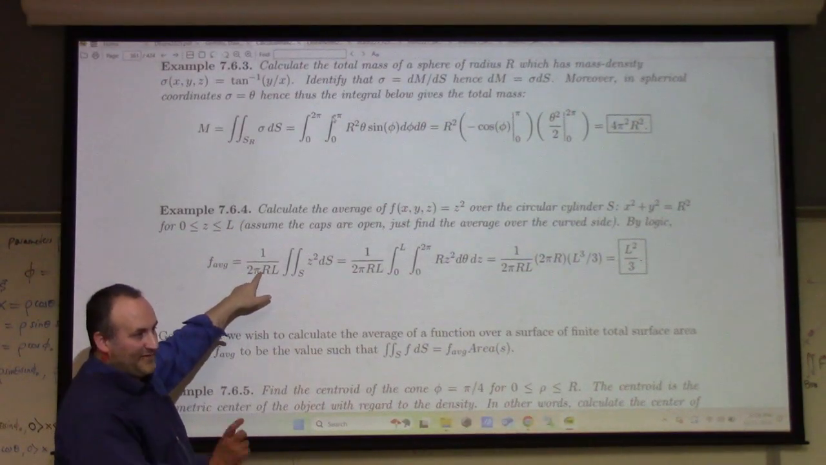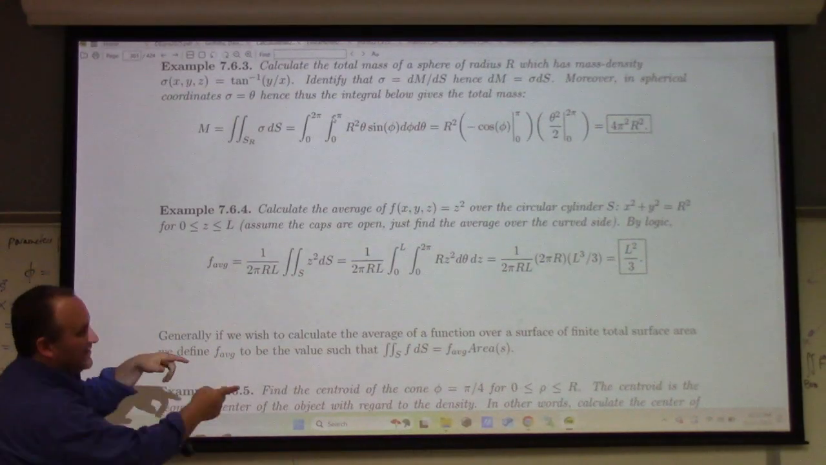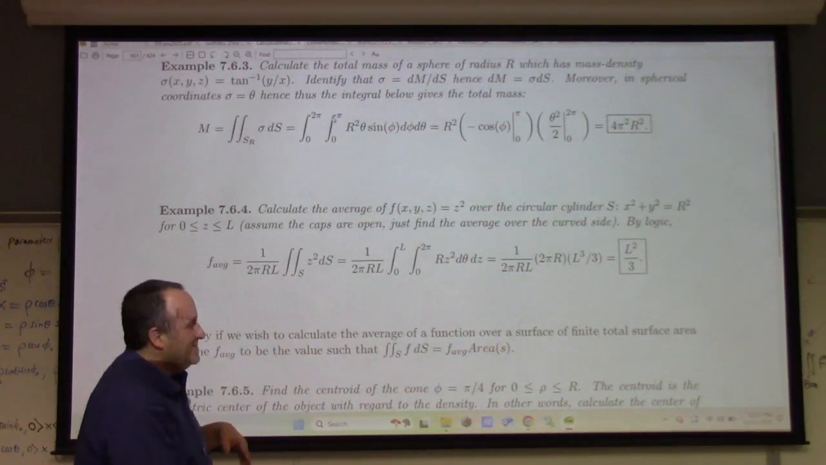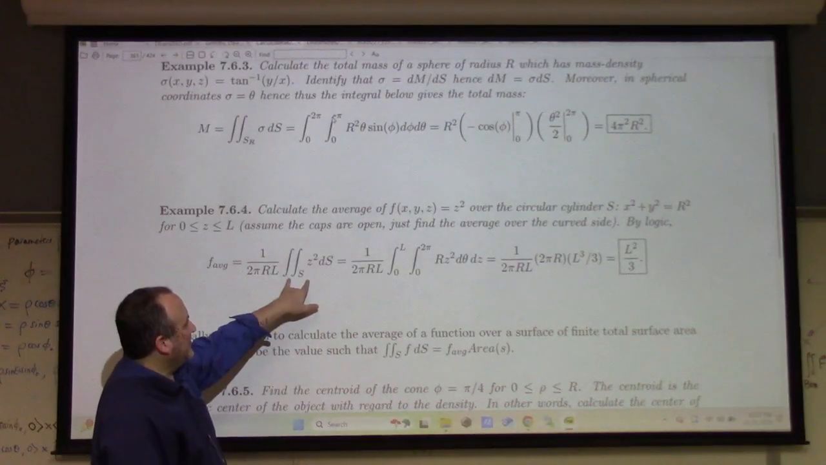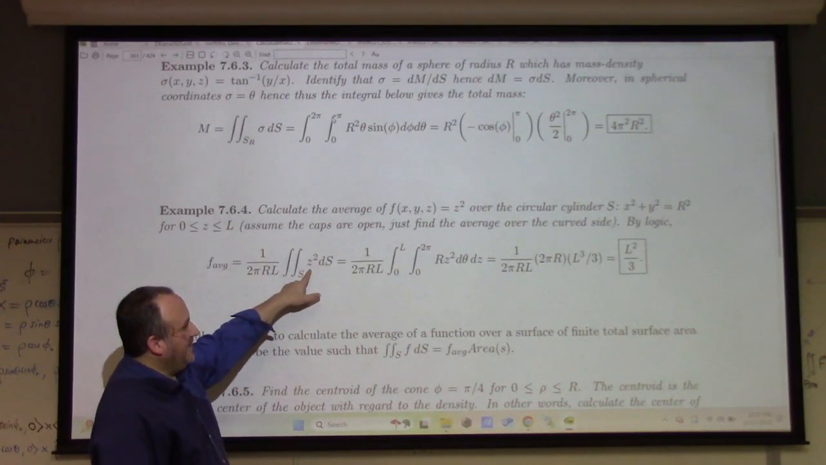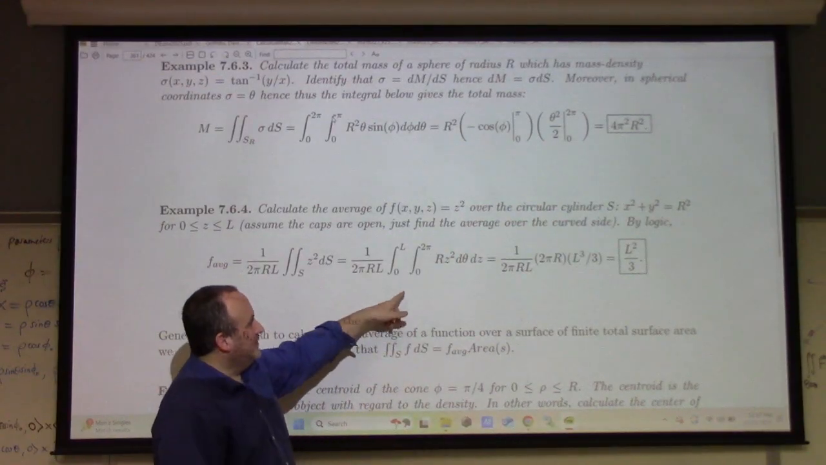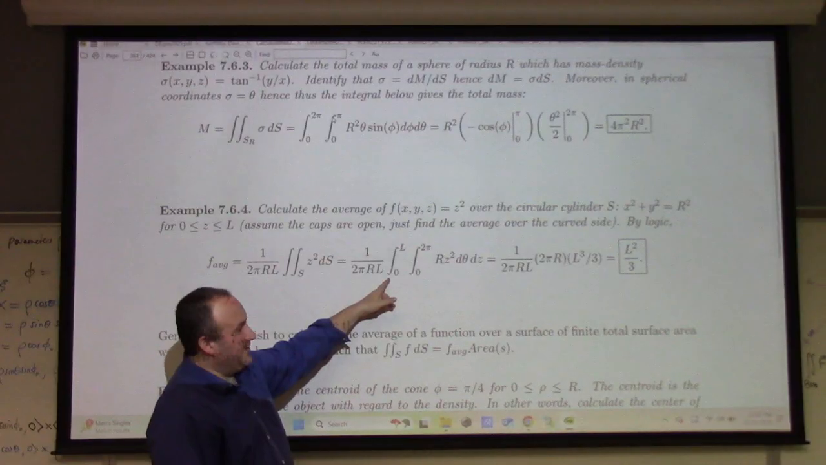Does that make sense? Like the circumference times the height is the surface area. Of course, you could just integrate the dS for the cylinder, but that's the total surface area. Then I'm calculating the integral of z squared dS, but we worked this out. It was r dθ dz. So we had to integrate that. Theta goes full sweep. Z goes from 0 to L because of the problem statement.